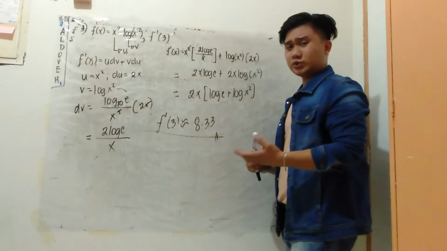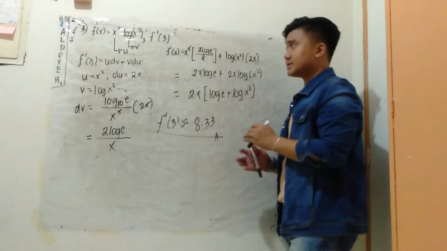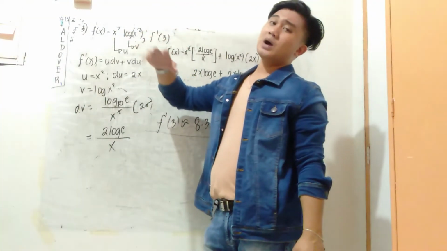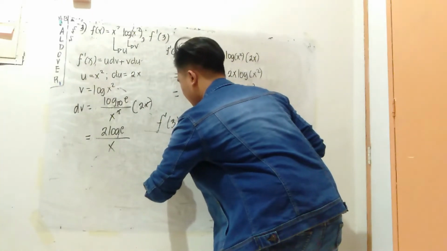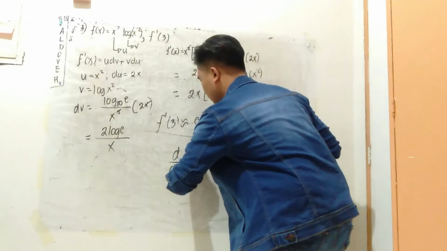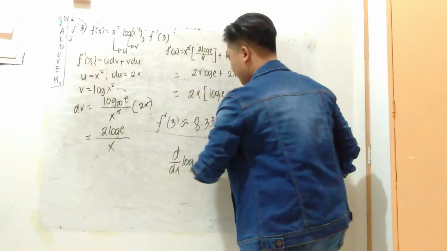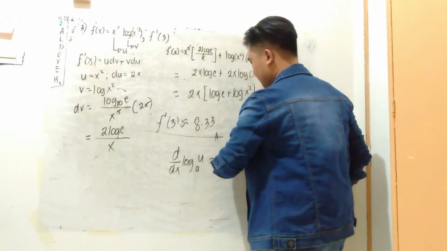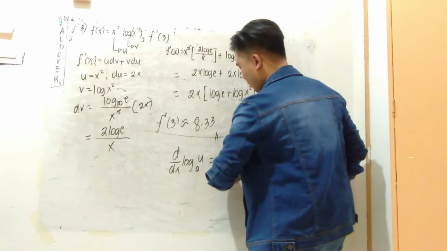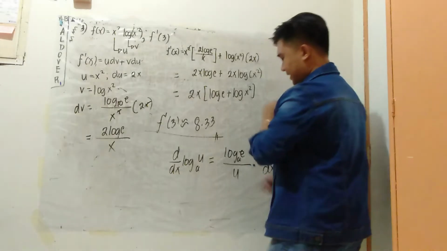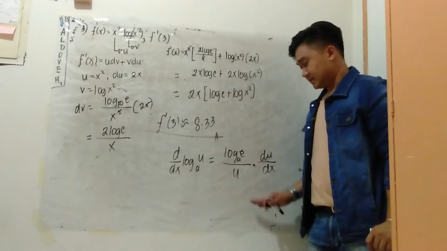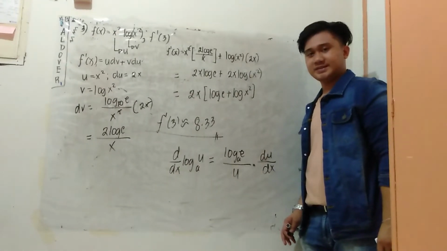So as you can see, like our previous lessons, we are just doing formula-based work. Wherein, when you have the derivative of log of u to the base a, that is just log of e to the base a all over u times du over dx. Okay? So, copy your notes.